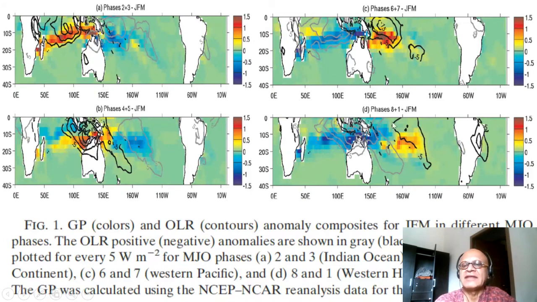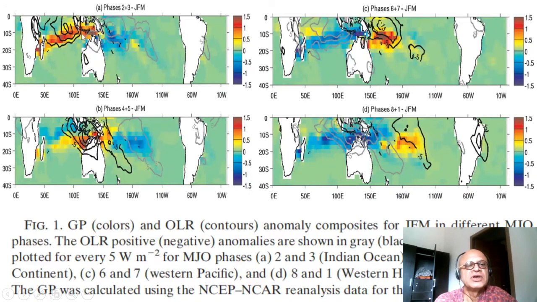5, 6, 7 and 8 back to 1 are considered here to show the convective phase. Let's make sure that the OLR phase is consistent. So OLR positive anomalies are shown in gray, which means it's the suppressed phase of MJO. The black lines are negative anomalies, which means it's the convective phase. So the convective phase of MJO has higher genesis potential in each phase, okay, and the location differs.